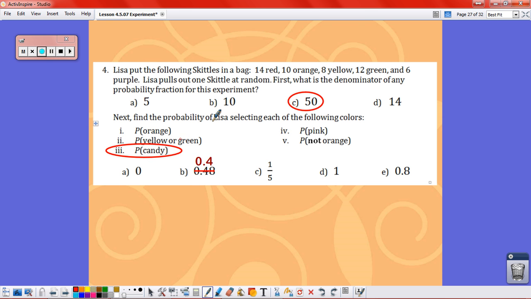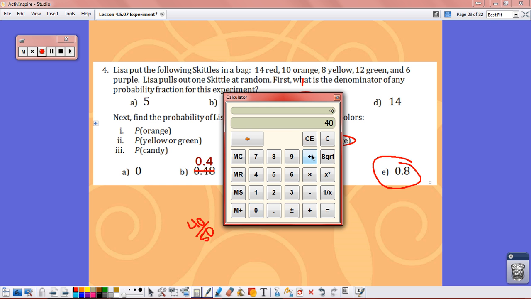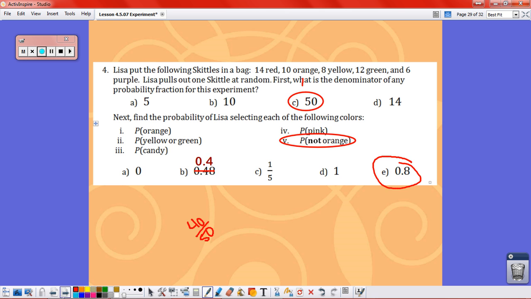What's the probability of getting candy? Well, they're all candy, so 1. What is the probability of getting pink? Well, there are no pink, so 0. And what is the probability of not getting orange? There are 10 orange, that means that 40 are not orange. 50 minus 10 is 40. 40 out of 50 is the same as 8/10. Again, I could divide by 5 to get that, or I could just do 40 divided by 50 equals 0.8.